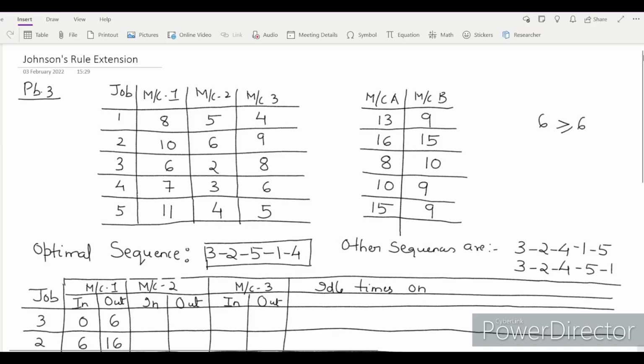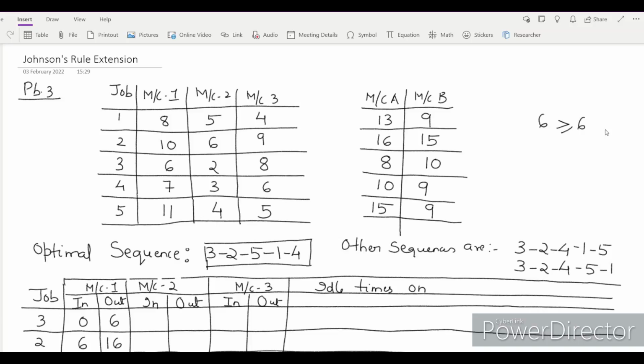And what is the second condition? Similarly, the minimum of machine 3 timing is 4. It should be less than or equal to 6, but it is not obeying it. But as one of the conditions is satisfied, it doesn't matter whether the second condition is obeyed or not. So we can use Johnson's rule. Followed? Yes, sir.